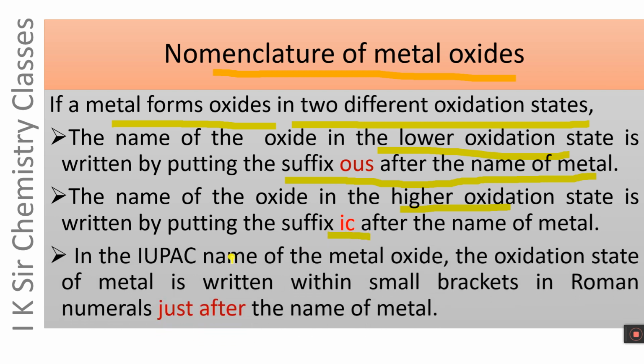On the other hand, in the IUPAC name of the metal oxide, the oxidation number of metal is written within small brackets in Roman numerals just after the name of metal. Let us illustrate the above 3 points taking some examples.